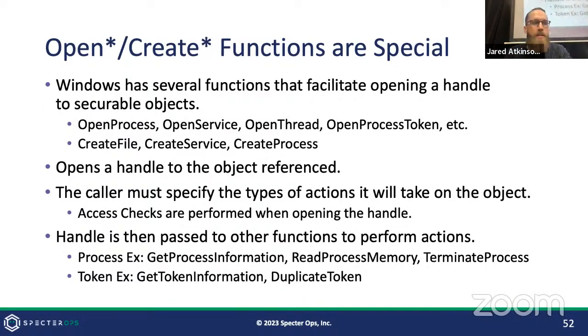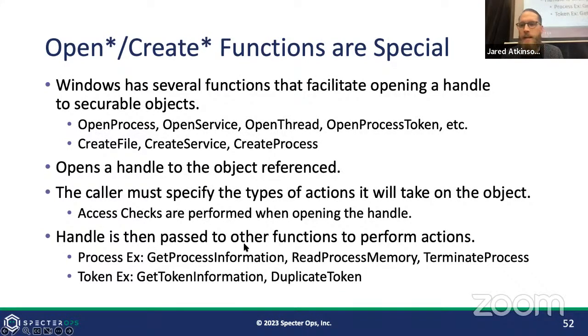But generally speaking, you can assign open as the action to anything that has open in the function name, and you can assign create as the action to anything that has create in the function name. These are where your access control happens. Securable objects all have DACLs, discretionary access control lists, which specify who can do what with the object. The access control lists are checked upon the calls to opens or creates, basically.